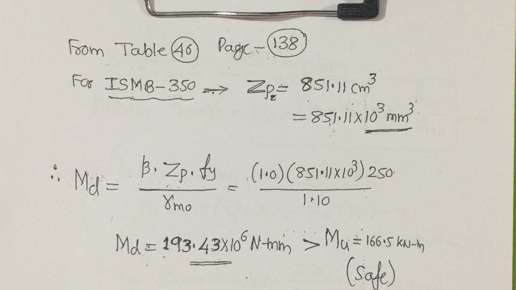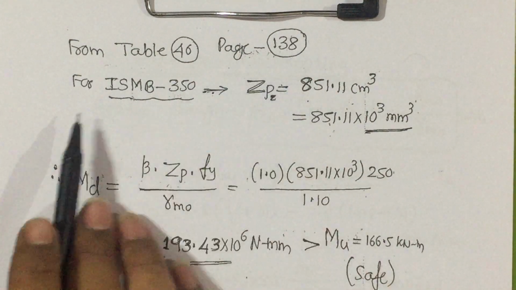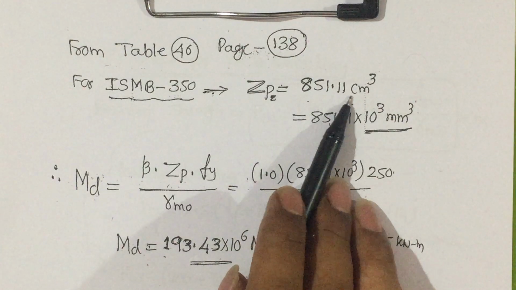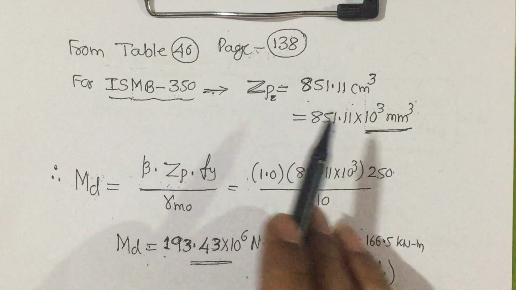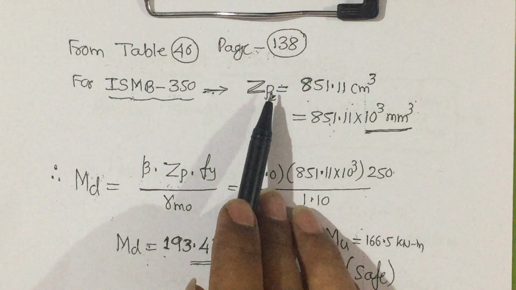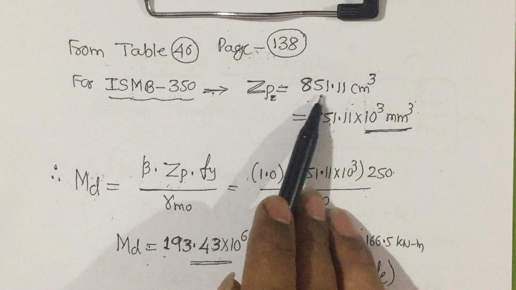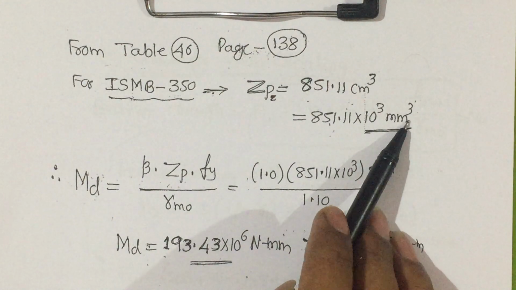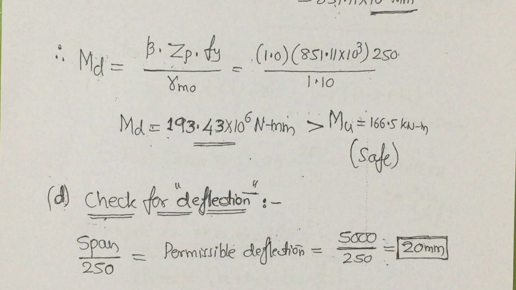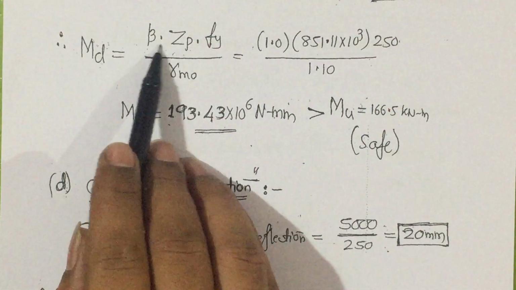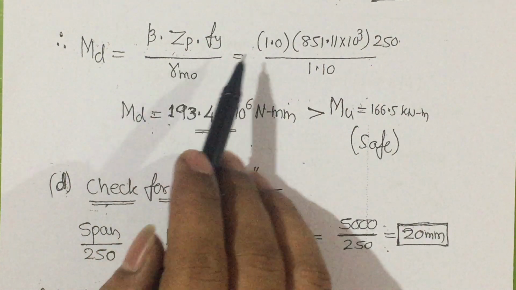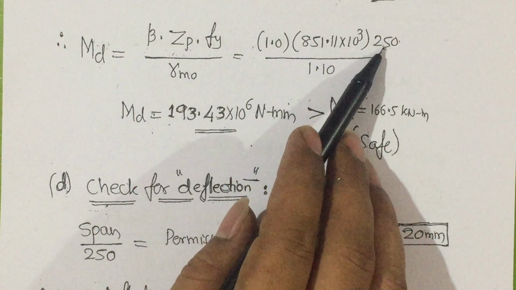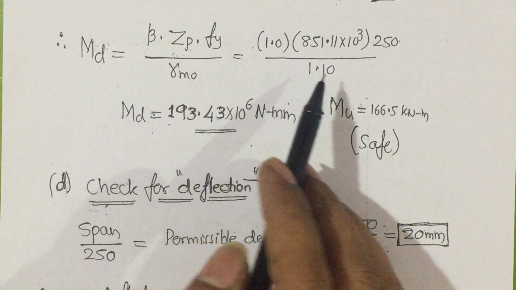Therefore, from table 46, page 138, for ISMB 350, Zp is given as 851.11 centimeter cube. Since we are checking the section, not designing, we will get the values directly. We will get it in terms of centimeter cube, so multiply by 10 power 3 to get it in terms of millimeter cube. Therefore, Md is given by beta into Zp into Fy divided by gamma m0. Beta is 1, Zp we got directly, Fy is 250, gamma m0 is 1.1.